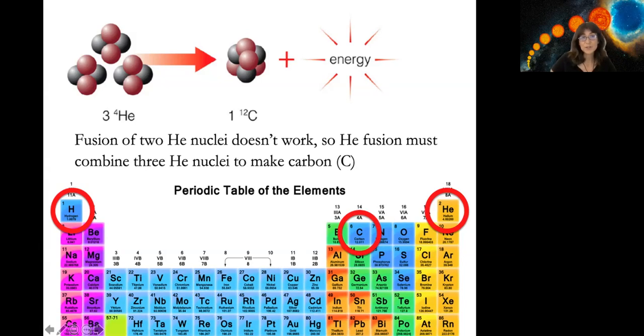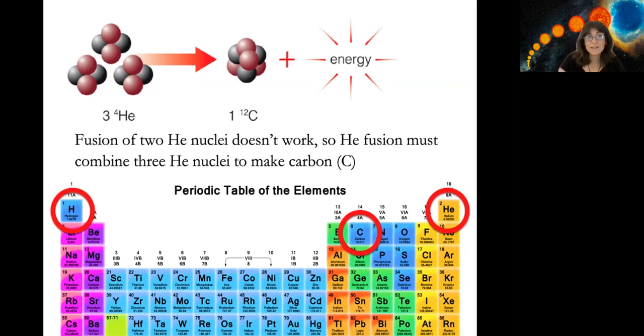So helium fusion leads to carbon. In the same way that hydrogen fusion released energy, it's the same with helium. When you put 3 heliums together, you get a carbon and energy that is released. So the star goes from having a shrinking, inert helium core to suddenly getting hot enough to be able to fuse.